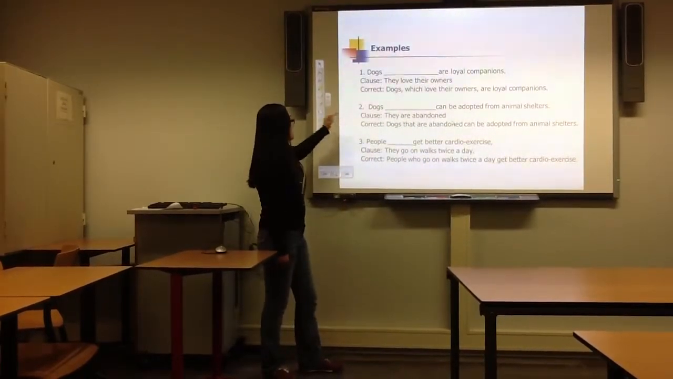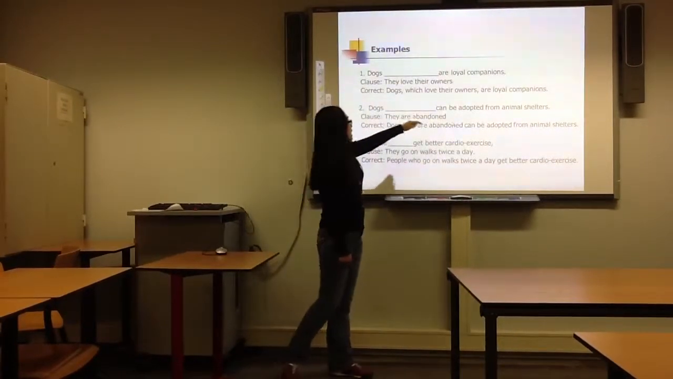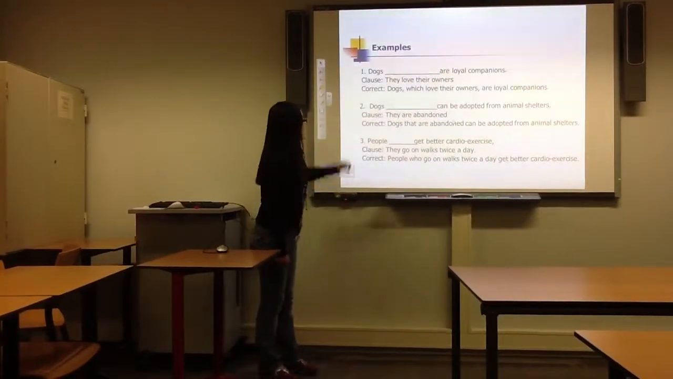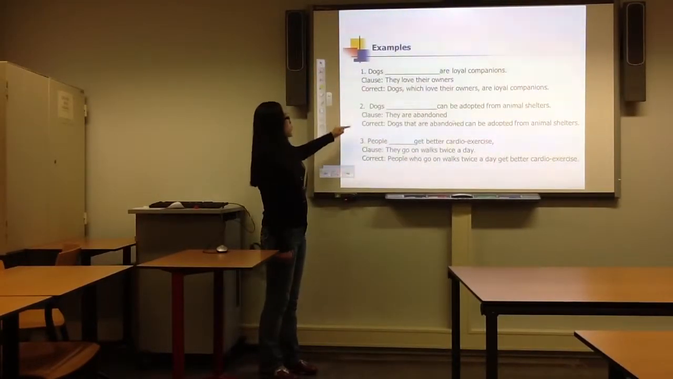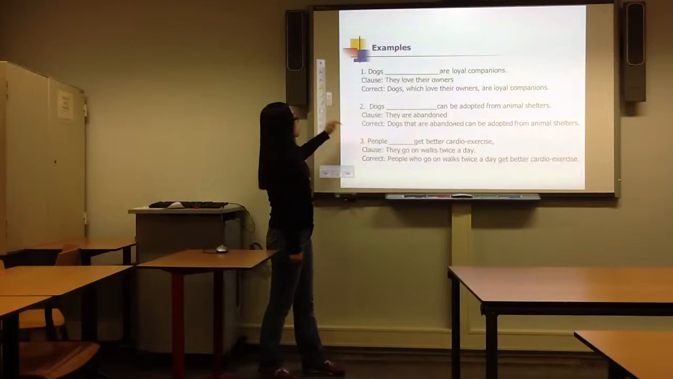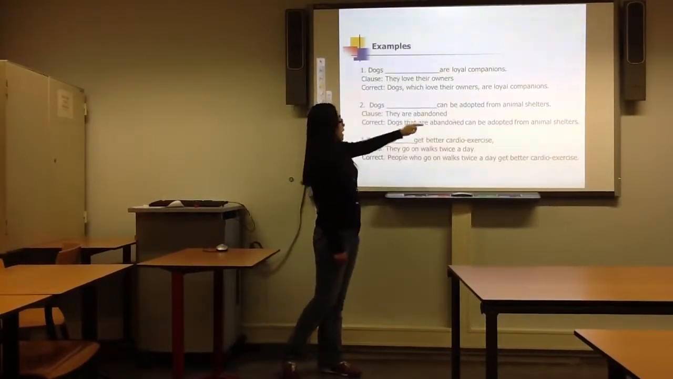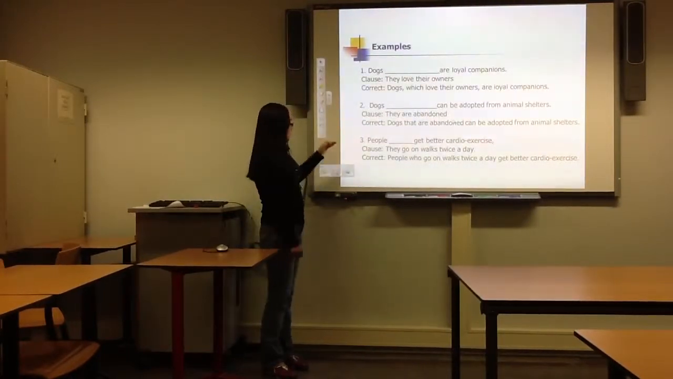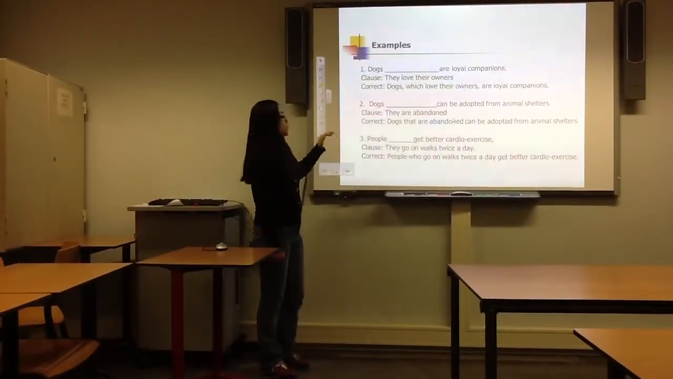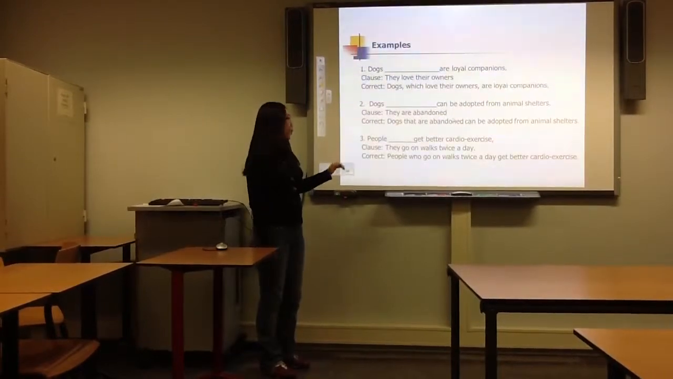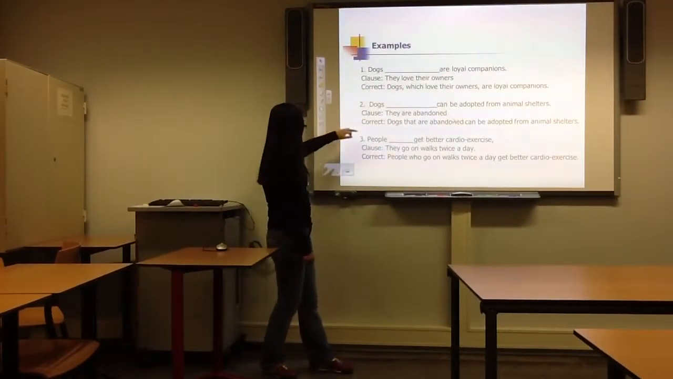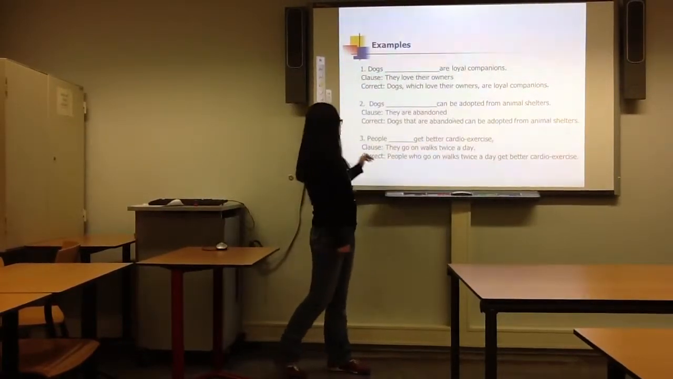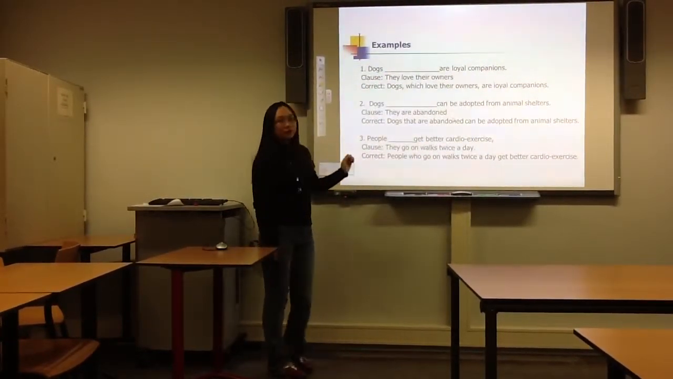The second one: dogs blank can be adopted from animal shelters. As you can see, the clause restricts what kind of dogs. The dogs that are abandoned can be adopted. So this is a restrictive relative clause. The third one also is a restrictive relative clause. Why? Because the clause restricts the people: what kind of people get back to cardiac exercise? So this is a restrictive relative clause.